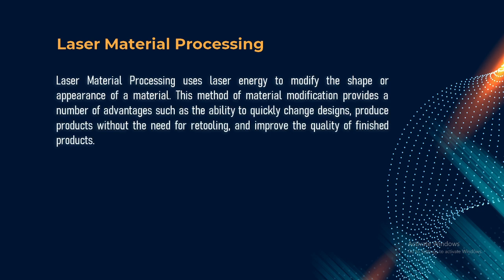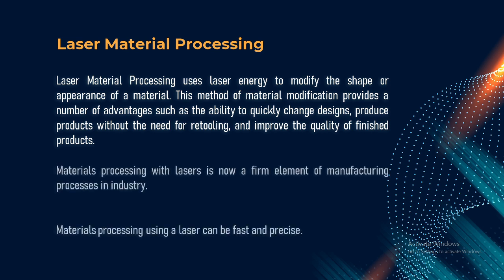Laser material processing uses laser energy to modify the shape or appearance of a material. This method of material modification provides a number of advantages such as ability to quickly change the designs, produce products without the need for retooling, and improve the quality of finished products. Materials processing with lasers is now a firm element of manufacturing process in industry. Materials processing using a laser can be fast and precise.